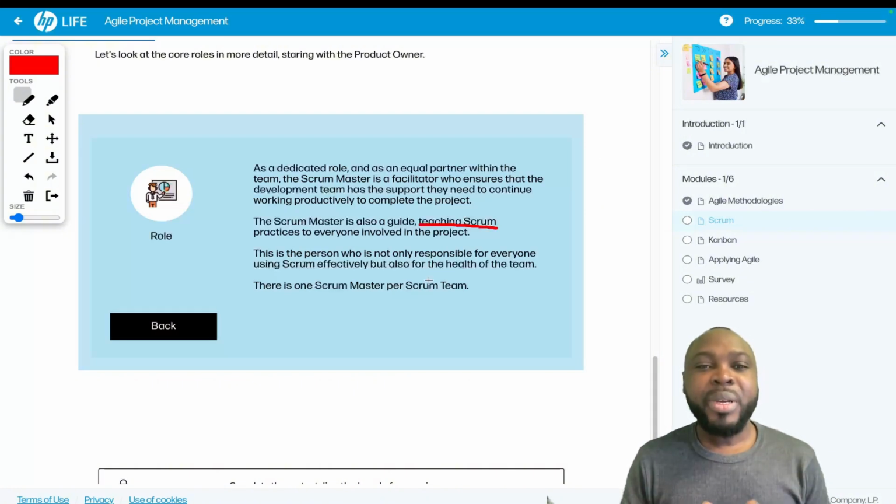So this is a person who is not only responsible for everyone using Scrum effectively, but also for the health of the team. Maybe a team member is not feeling fine and cannot work, so this person comes in, communicates this to the product owner, whilst the product owner communicates that to the customers or the business owners: please, there will be a little bit of delay because we are experiencing one or two challenges within the team. So he is there to care for the team, to encourage the team and help them be productive. And there is only one Scrum Master, just like the product owner, in every Scrum team.